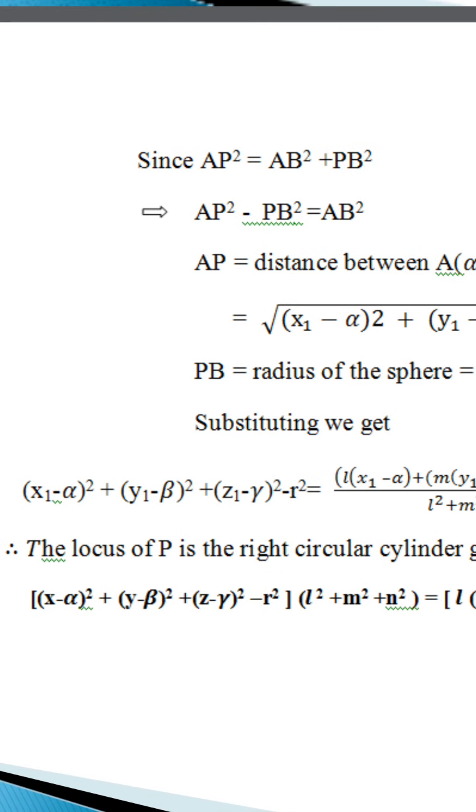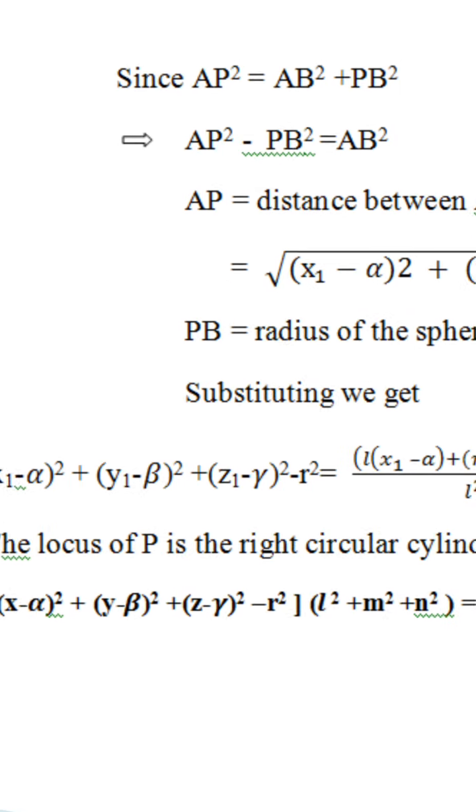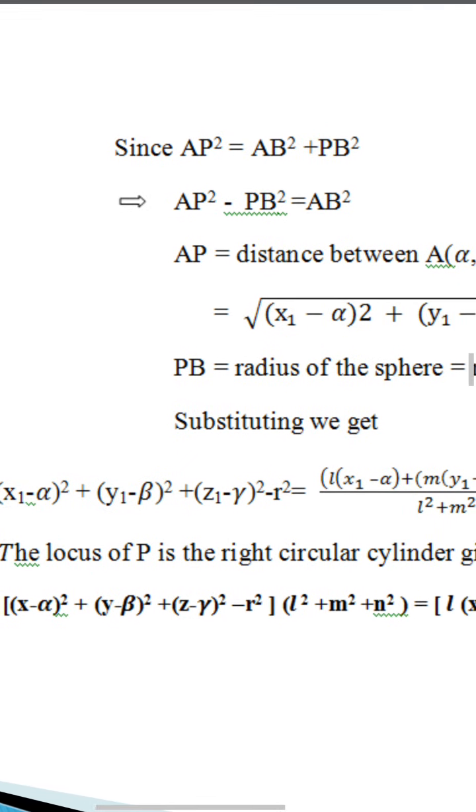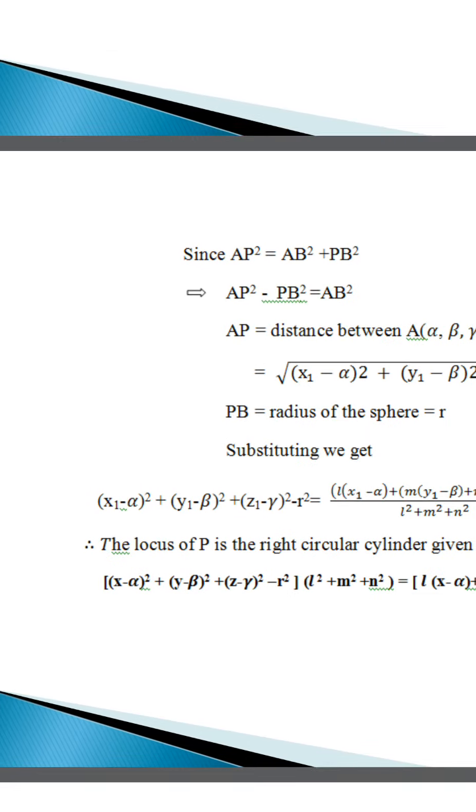Here the locus, that is the path of points, is nothing but the locus. The locus will be like this. You just have to write x, y, z in the place of x1, y1, z1. That is the equation of the right circular cylinder.